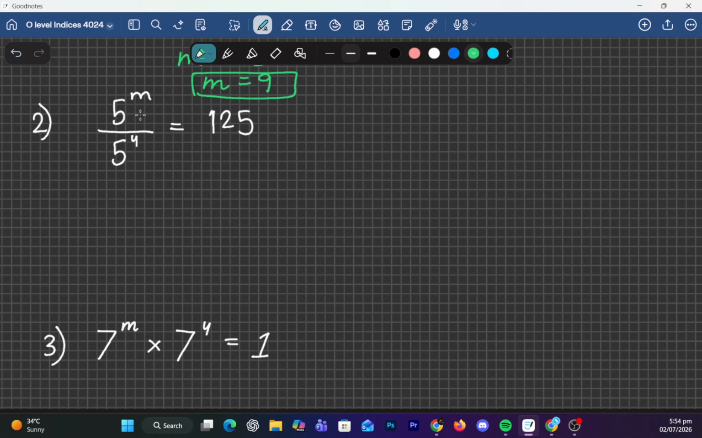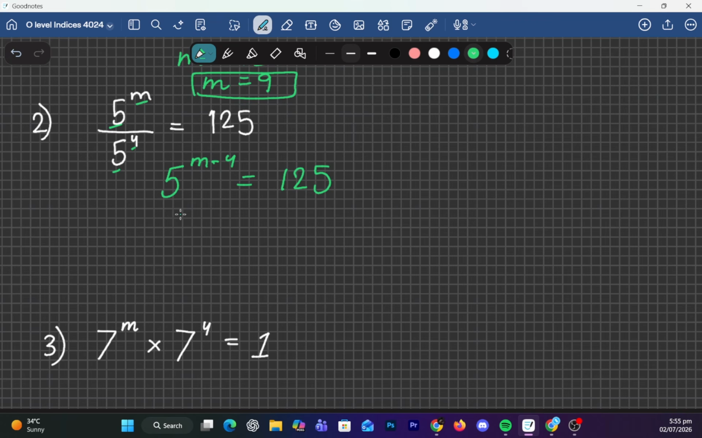5 to the power m divided by 5 to the power 4 is equal to 125. Let's see. As we can see, we have a division sign, both bases are the same and the powers are different. So we can subtract the powers due to the division sign. m minus 4 is equal to 125. Now we can see that the other side does not have a 5 like this to cancel.